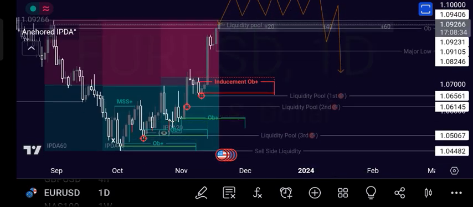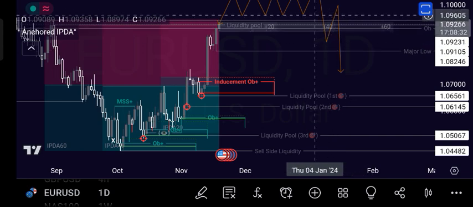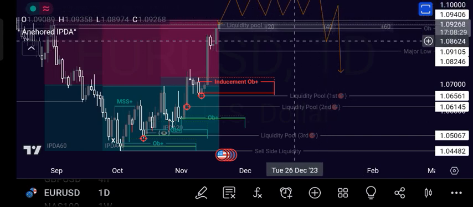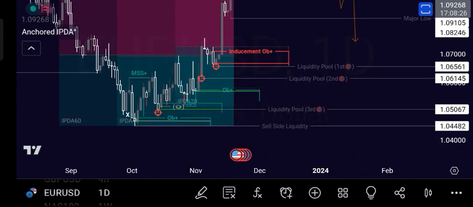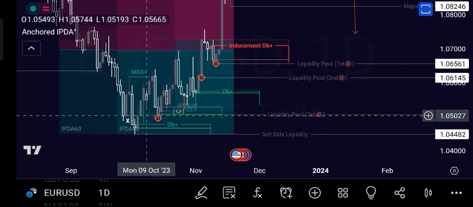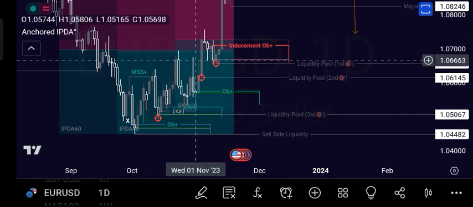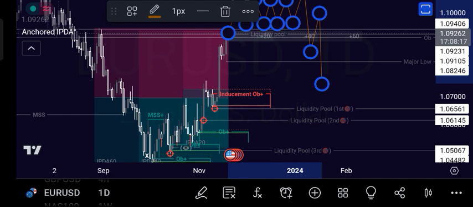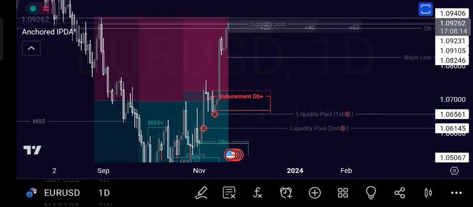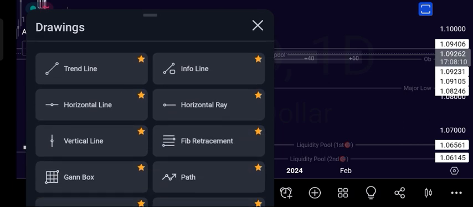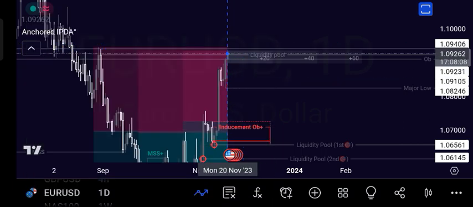So now what? The market would start to target what? The liquidity pool. The 60-day liquidity pool right here, these order blocks, these equal lows, this inducement order block. It would start to make a new range and target again. What's the target? Sell side liquidity, if it would enter a market maker sell model.